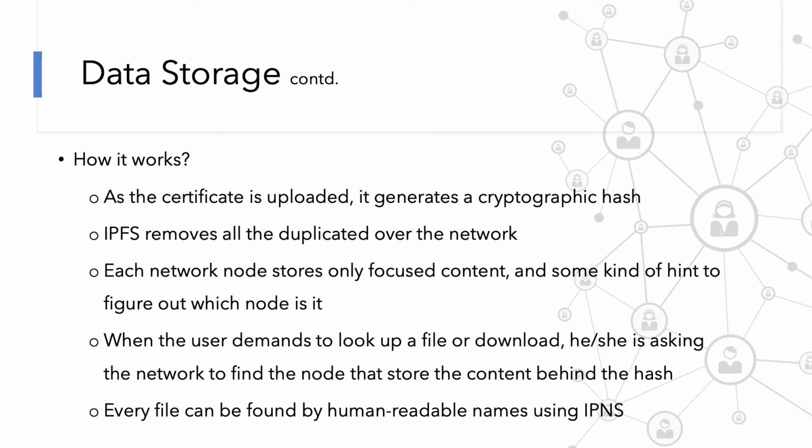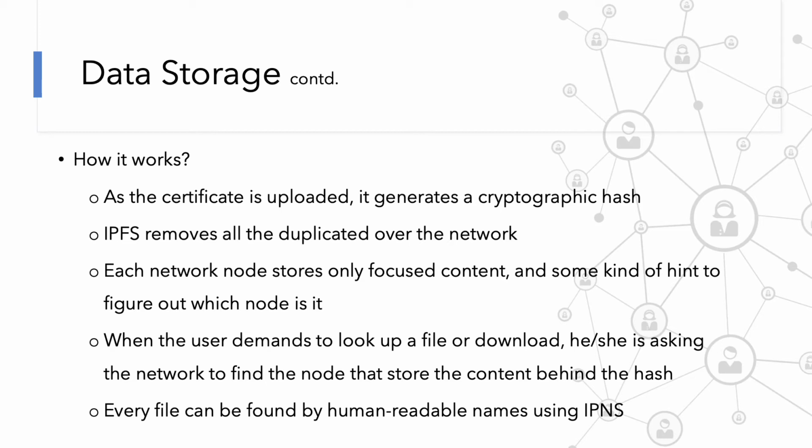So how does IPFS work and what's the mechanism behind it? Whenever we upload a document or a certificate on IPFS, it is uploaded in blocks and it is given a unique identity called a cryptographic hash. Then IPFS removes all the duplication across the network, while each network node stores only the content it is interested in, plus some indexing information that helps figure out which node is storing what.